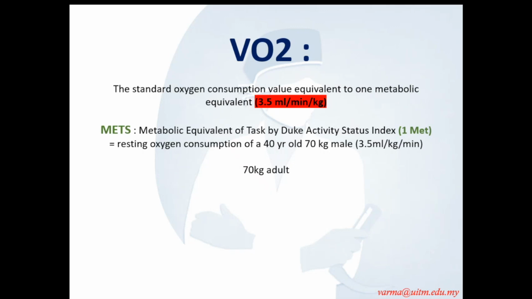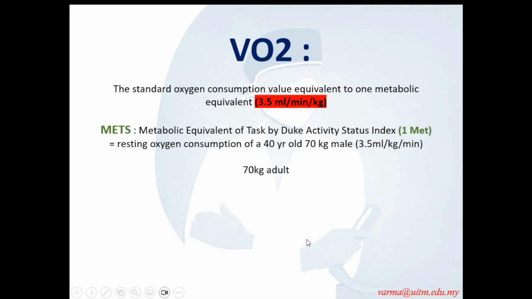A MET is the resting oxygen consumption of a 40-year-old 70 kg male, which is 3.5 mL per minute per kilogram. That is your oxygen consumption. So in a 70 kg male, you have 3.5 mL per kg per minute. It means at rest, one MET is equivalent to 3.5 mL. Usually we want the patient to have 4 METs. 4 times 3.5, you get around 14 mL per kg per minute.